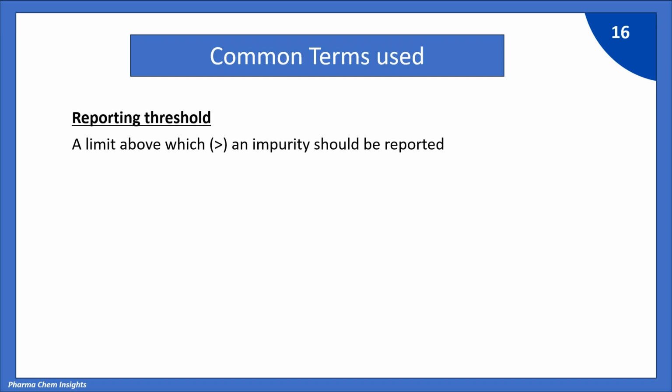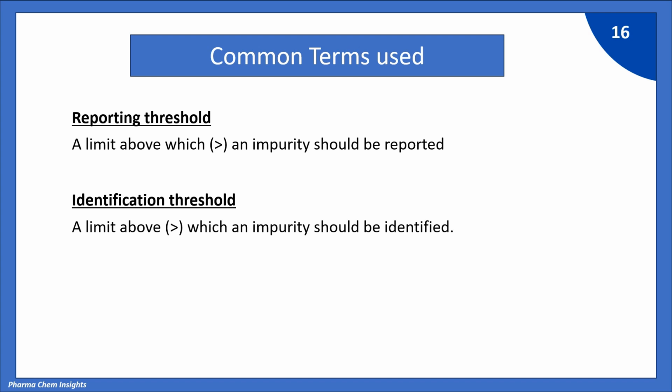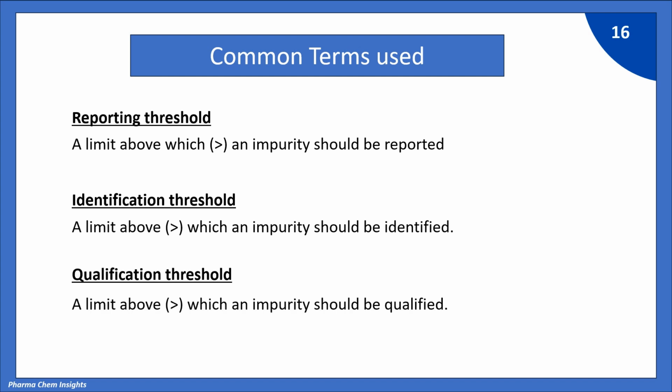Reporting threshold. A limit above which an impurity should be reported is called reporting threshold. Identification threshold. A limit above which an impurity should be identified is called identification threshold. Qualification threshold. A limit above which an impurity should be qualified, qualification threshold.